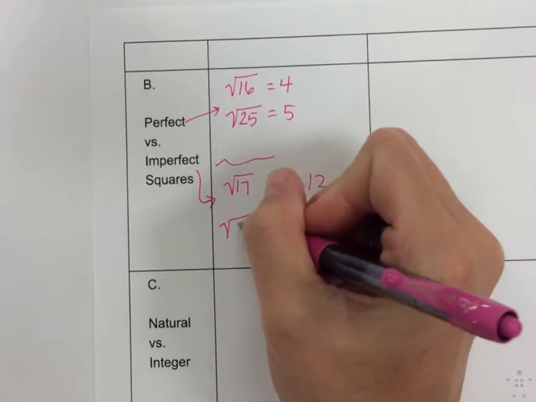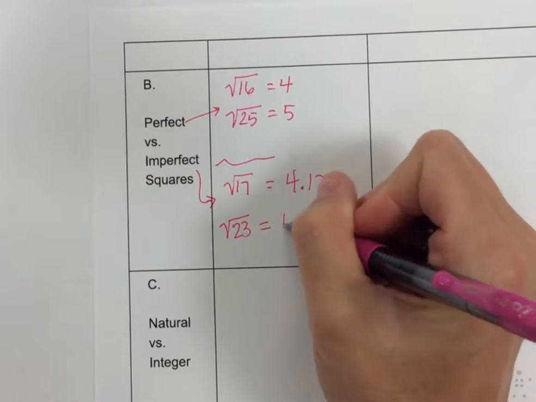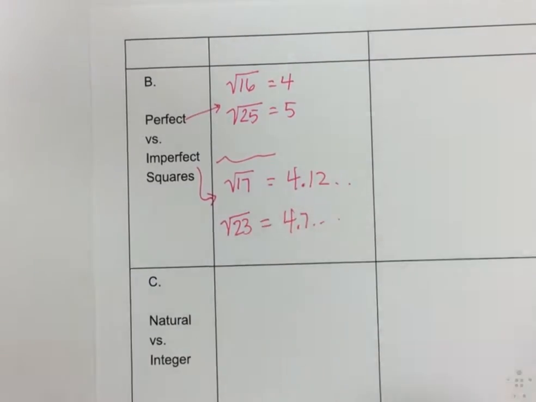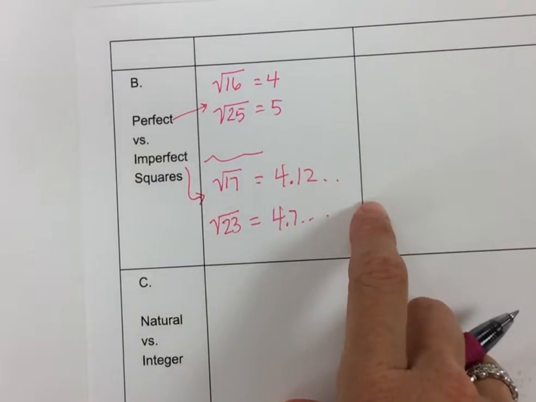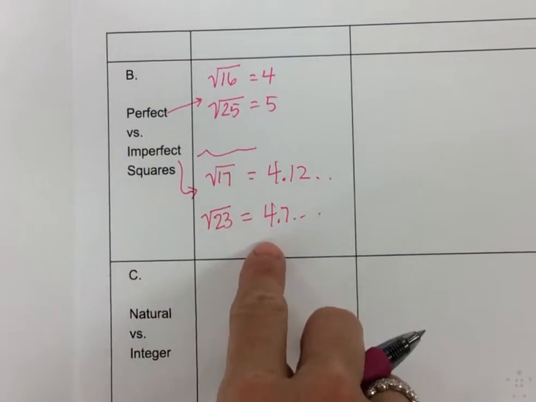If I did the square root of 23, it's going to give me 4.7 and so on. These numbers never end and they never repeat. They're going to keep going and going, which also makes them irrational.